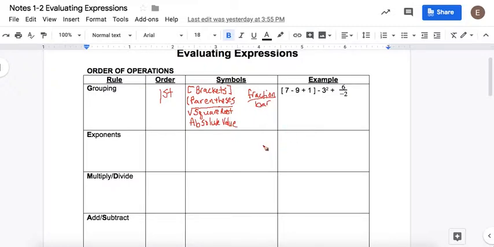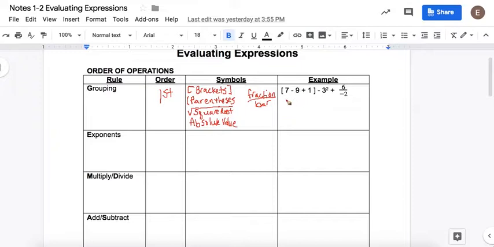Now, what I mean by fraction bar is when you have more than something to do on the top and the bottom. For example, this is not considered a fraction bar as far as grouping. This would be a fraction bar for just plain division. And you'll see on the back page when we do an example what I mean by fraction bar as far as grouping.